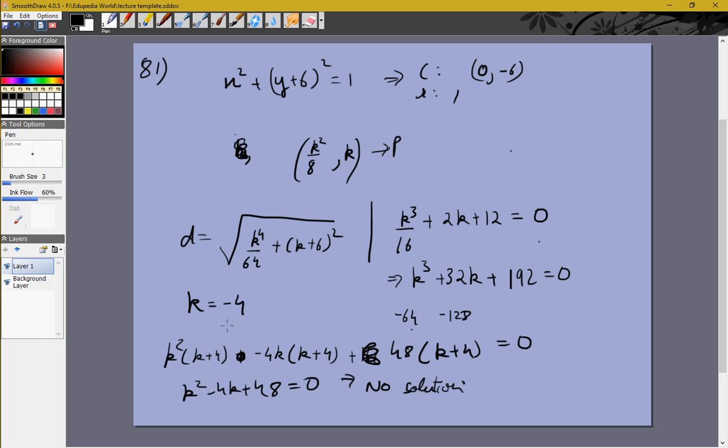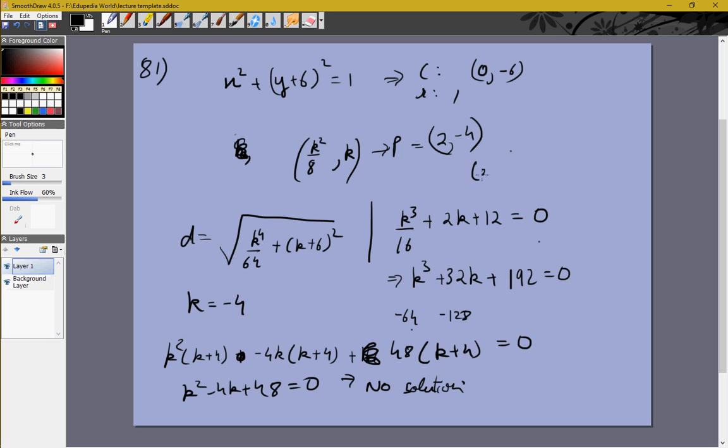So the only solution to this equation is k is -4, which means x will be -4 whole square, or 16 by 8, which is 2. So p is equal to (2, -4). So we found out the point P. We want the equation of a circle passing through C and having its center at P.